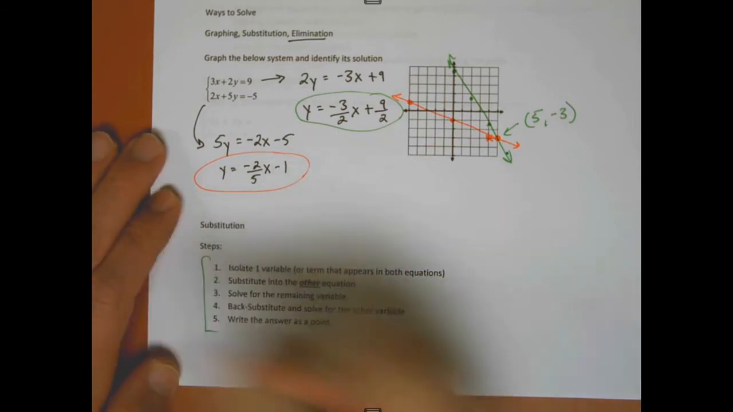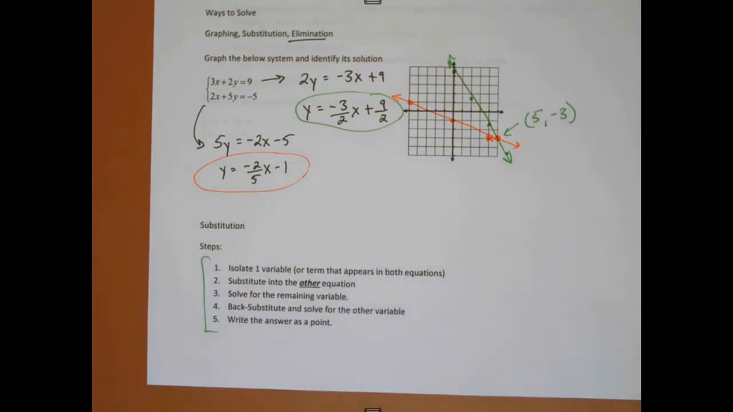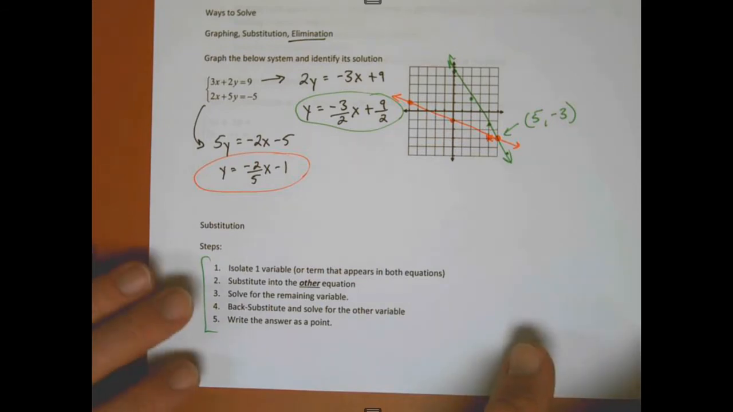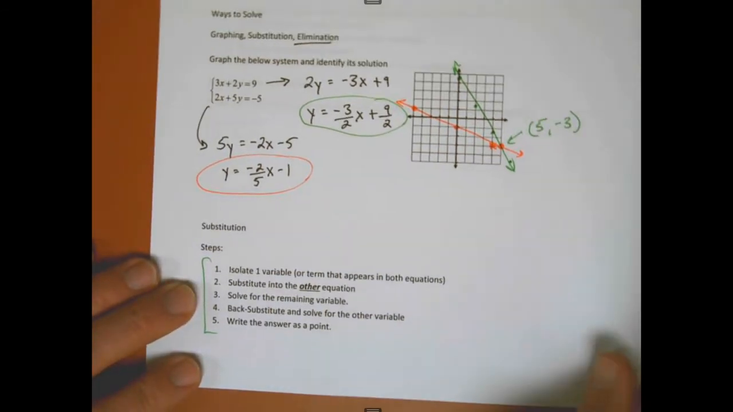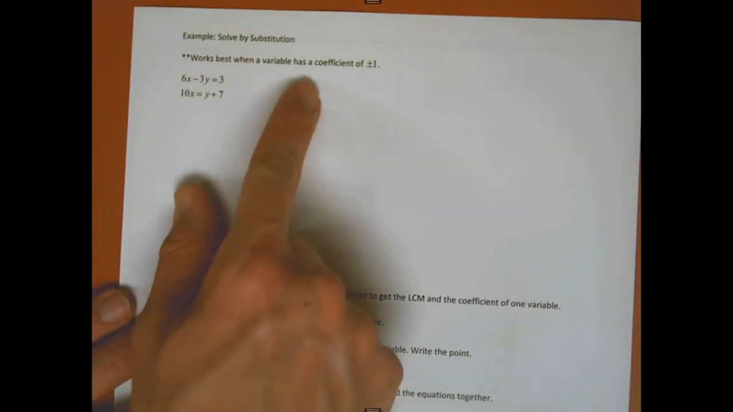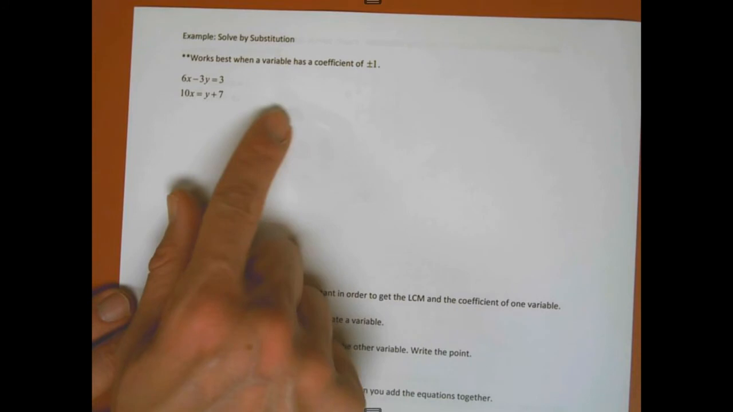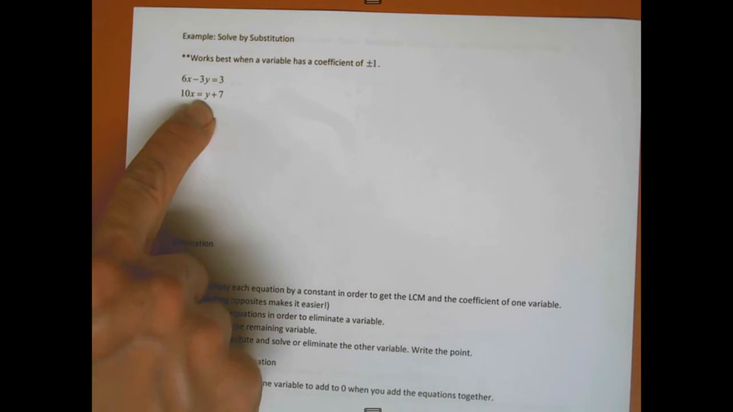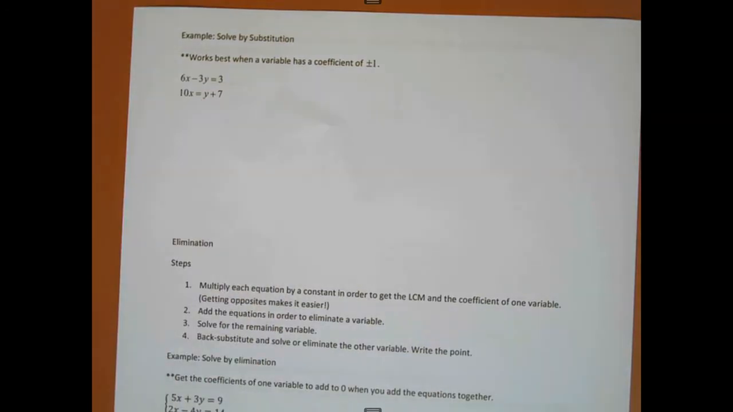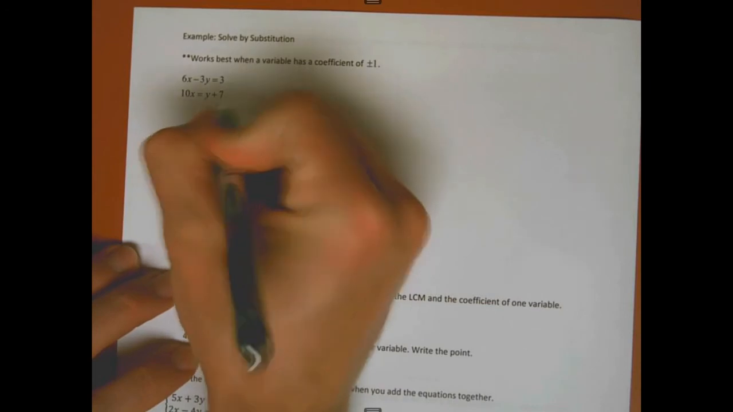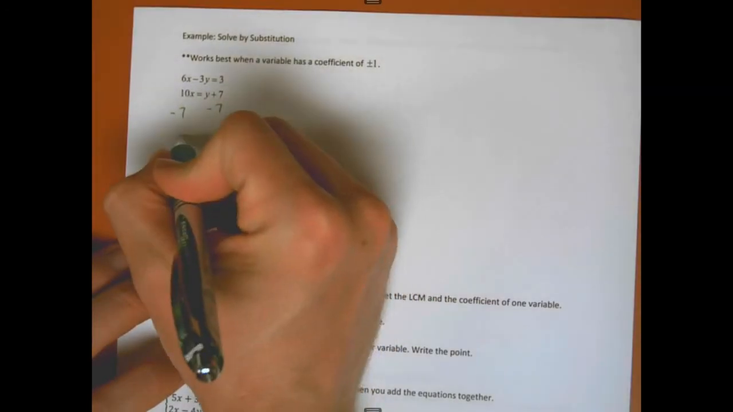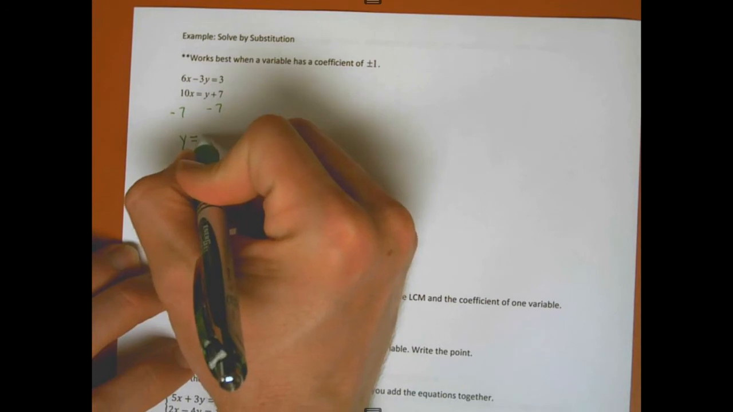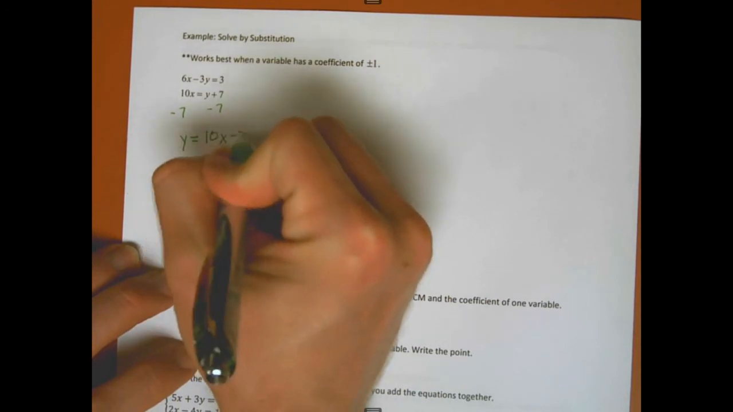Substitution, the steps are here, but we're going to go through an example. Substitution is good when you can get a variable by itself and not have to deal with as many fractions. And this is what the notes say: it works best when a variable has a coefficient of plus or minus 1. Like this y right here has a coefficient of 1. That number in front is 1. And so you could pretty quickly and efficiently get y by itself on this bottom equation. That can be rewritten as y is equal to 10x minus 7.